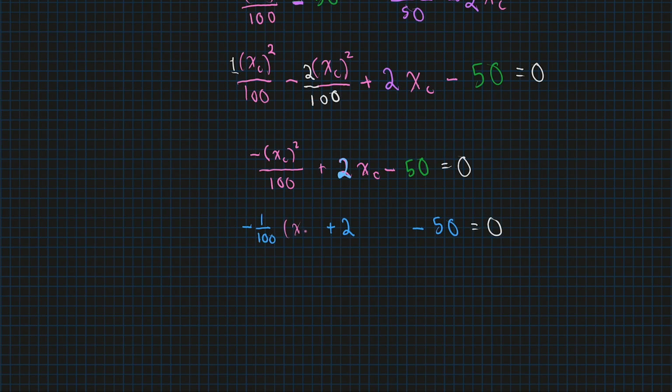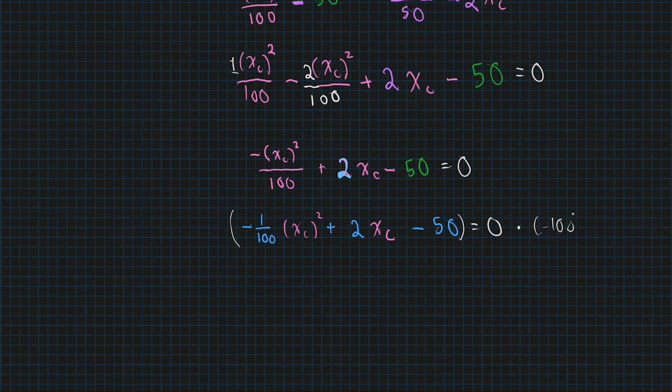All right, and I've got my x sub c squared term, my x sub c term, minus 50 equal to 0. One thing that would make solving this a lot easier is if our coefficient next to our x sub c squared here was equal to 1. So let's do that. How are we going to make this 1? Well, we're just going to multiply by negative 100, right? Because if we multiply by negative 100, the negatives cancel out. We'll have 100 in the numerator, 100 in the denominator. It'll become 1.